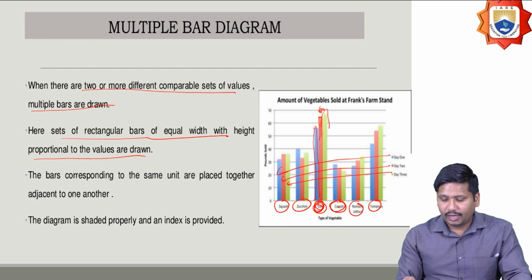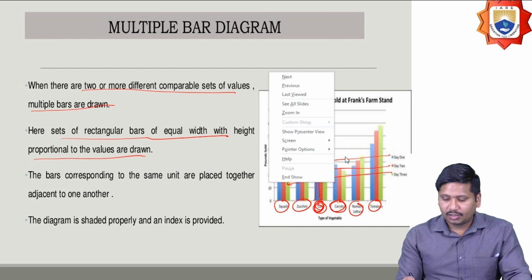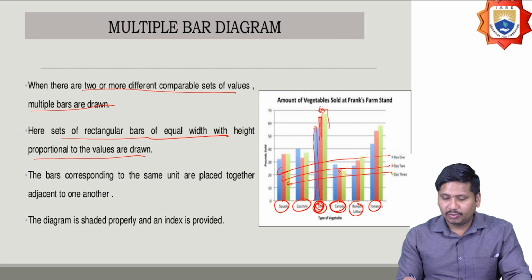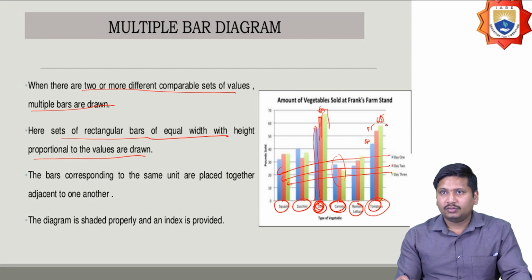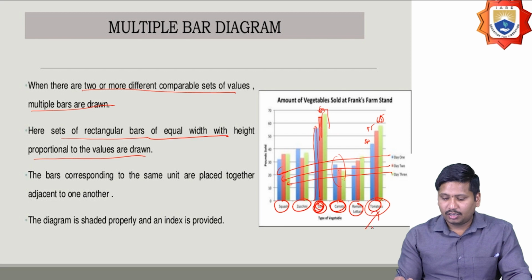Suppose I take carrot: in one day it should be more, but in two days it becomes dull, and in three days it becomes dull again. That means the carrot is not going to be sold over a number of days. Similarly, if I take the tomatoes, on the first day it should be some 45, on the second day 55, and on the third day 65 or 60, like this. So by seeing this, I can understand that the tomatoes are going to be sold more over a number of days.